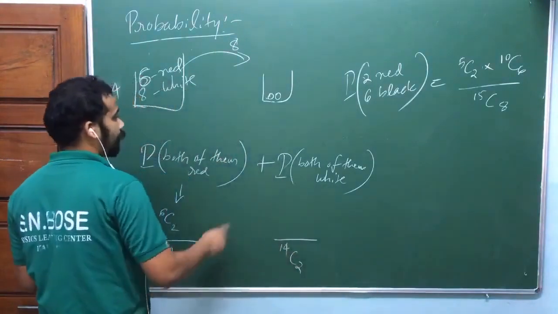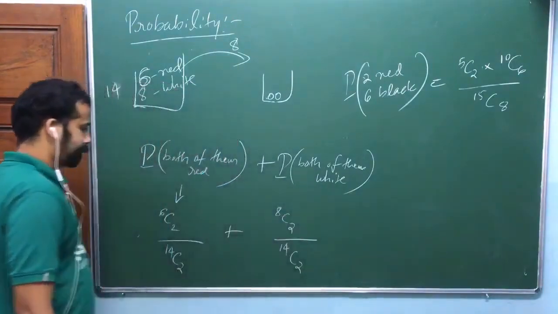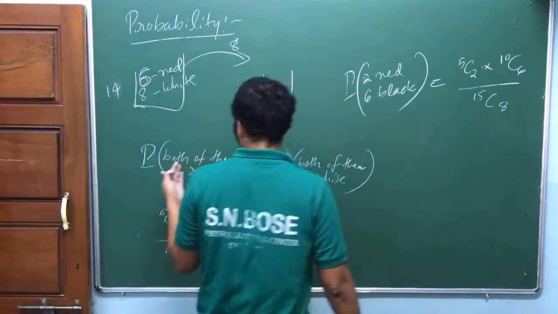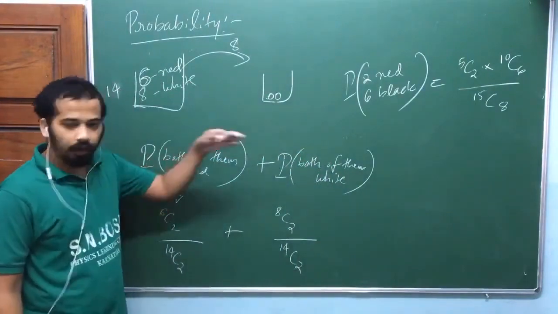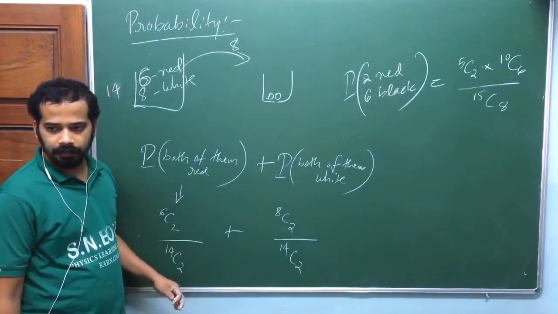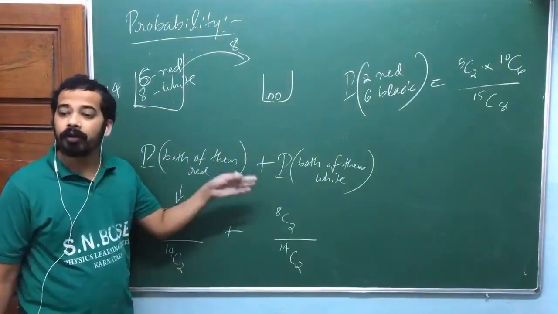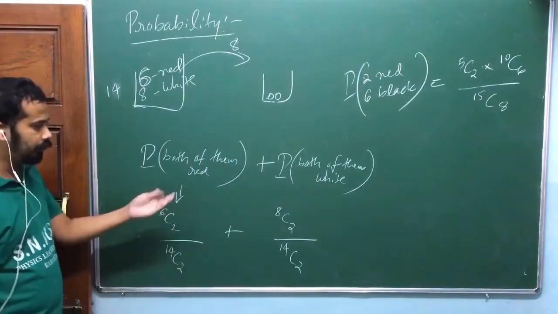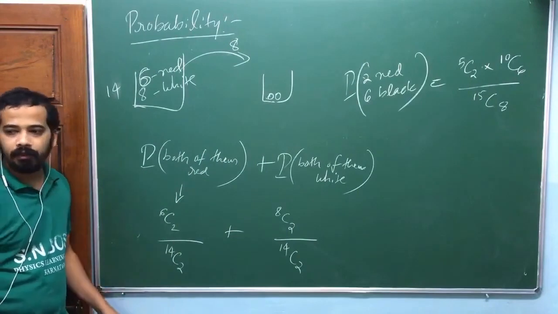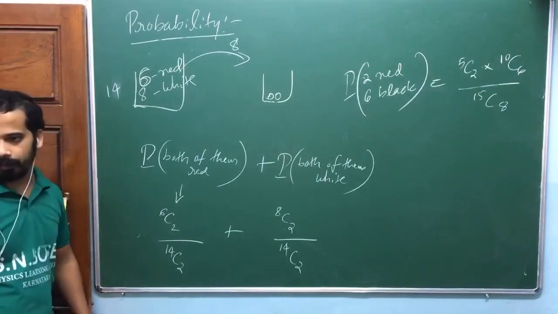What is the probability that both of them are white? That is 8C2 over 14C2. You need to add them, because it is either this one or this one. Either both of them can be red or both of them can be white, isn't it? He said the probability of both of them being of the same color. He didn't say which color, that's why you have to add both probabilities. Is that okay?